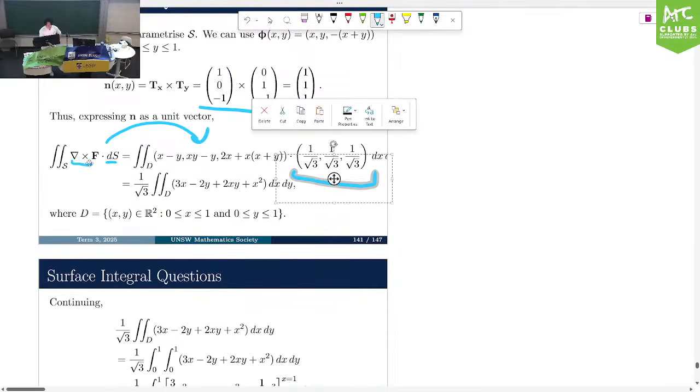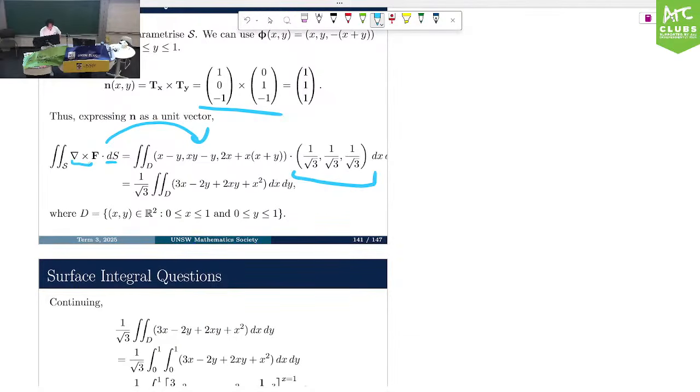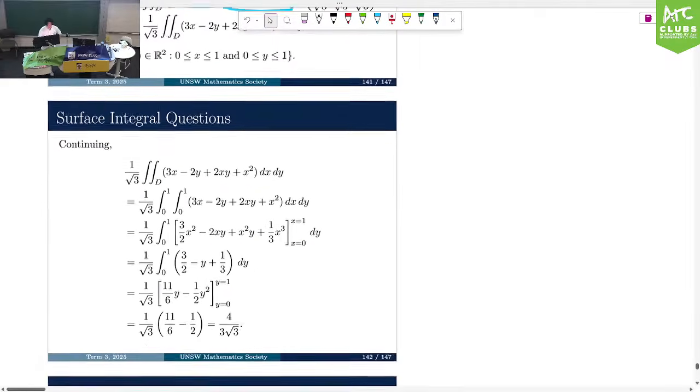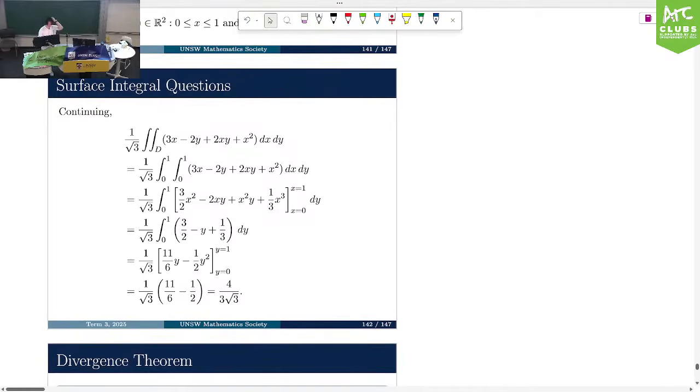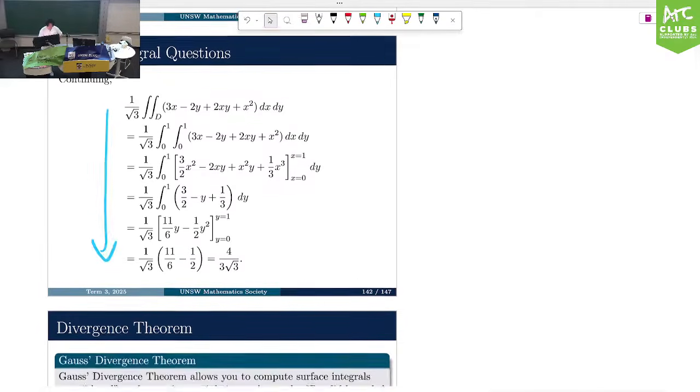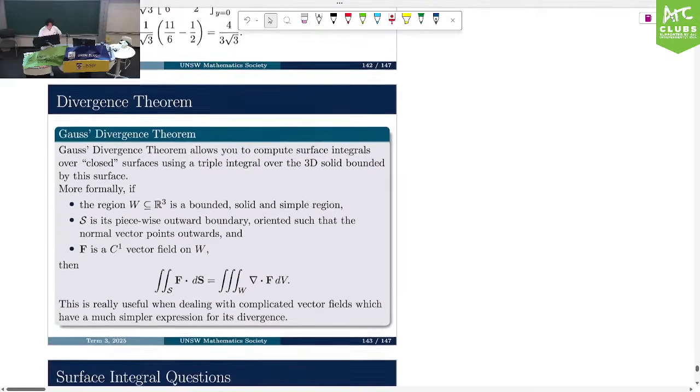Then we can take the 1 on root 3 out, and it's just 1, so you just add these three together. And then all you have to do is the integral, which, for the sake of time, or for my own sanity, I won't go through.